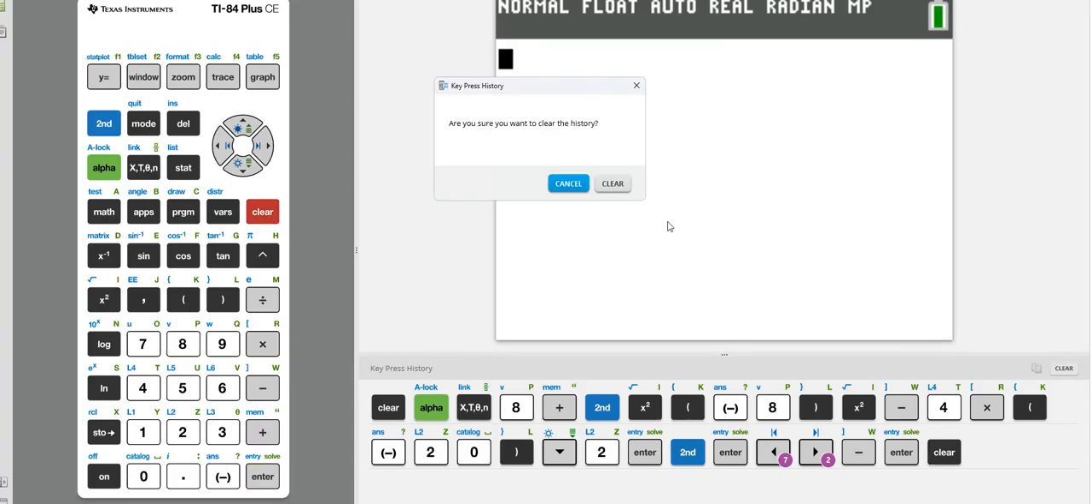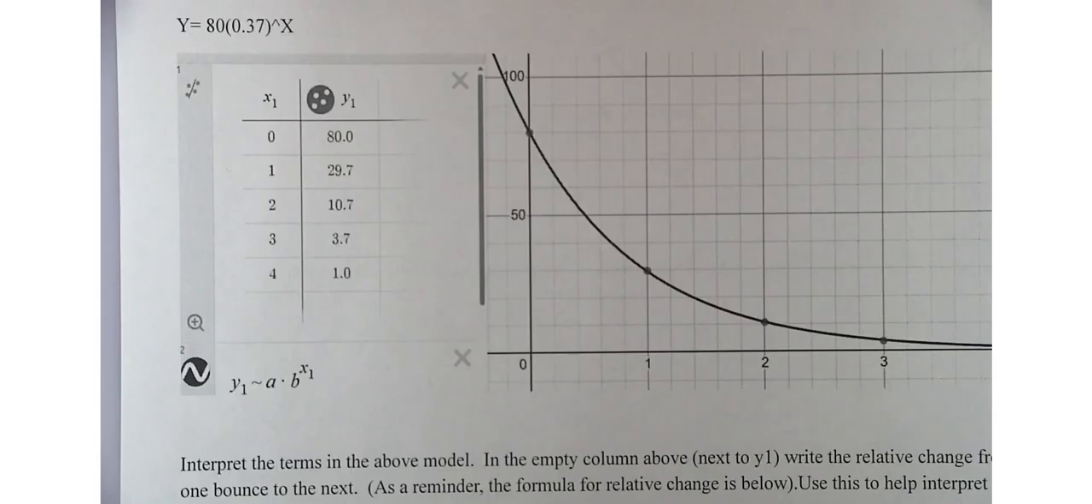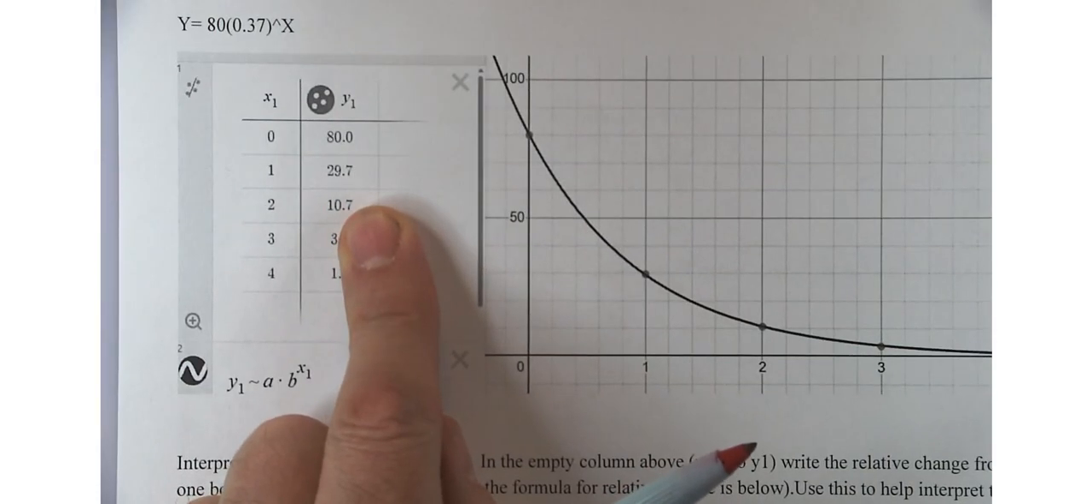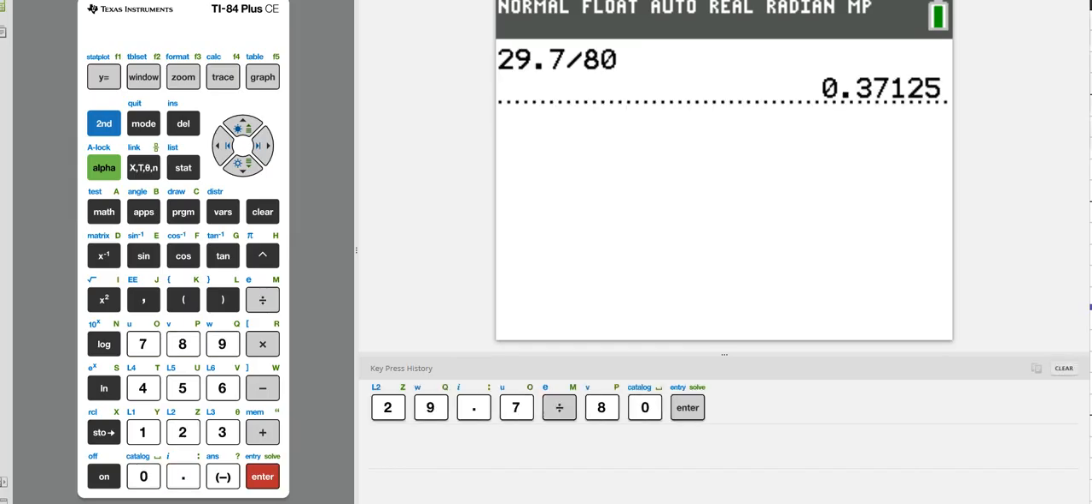Skylar, what numbers should I divide here to find the rate of decay for the first bounce? You divide 29.7 by 80. Good, thank you. 29.7 divided by 80, so about 0.37. All right, so that's good, 0.37. Let's do the next one down. Let's see if we get about the same thing on the next one down.